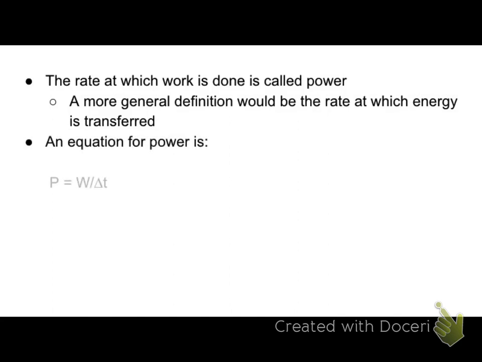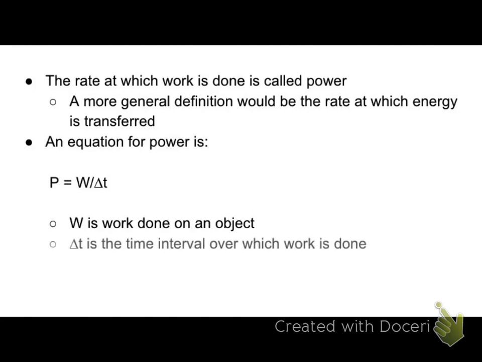The equation we will use is power is equal to work over a time interval. So pretty straightforward. W is the work done on an object, and change in t is the time interval over which that work is done.